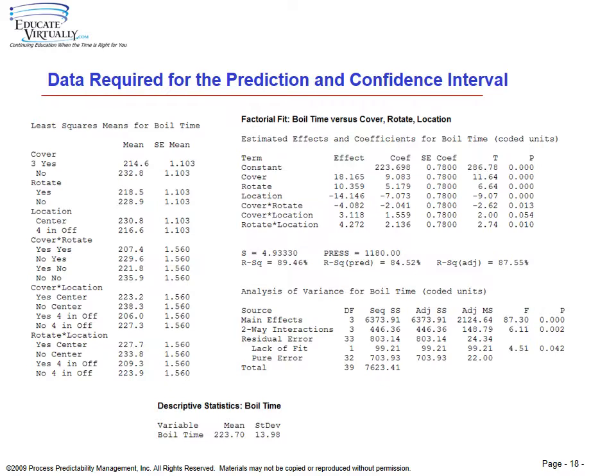We can make a prediction and put a confidence interval about it without using a regression model like the response optimizer. This is the by hand method, so let me show you how you do this. We're going to need a little bit of information.